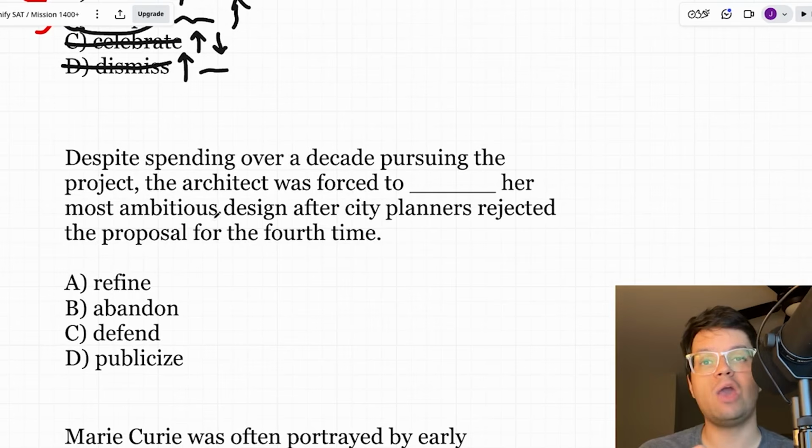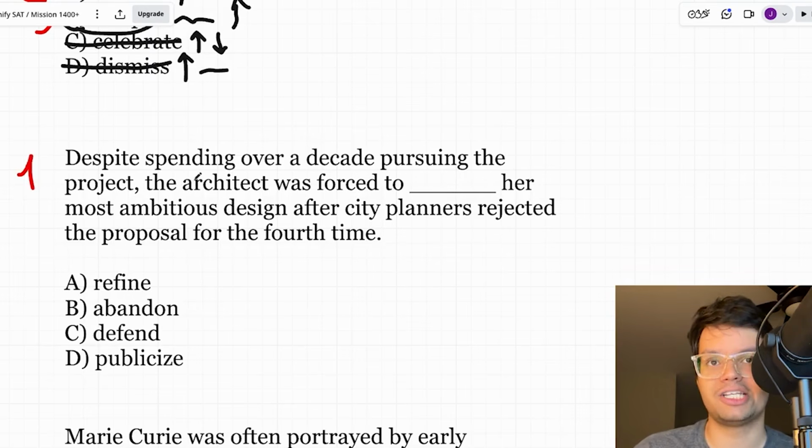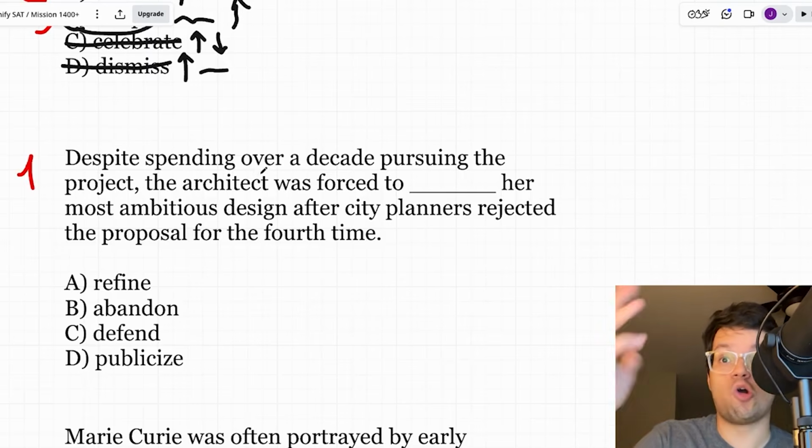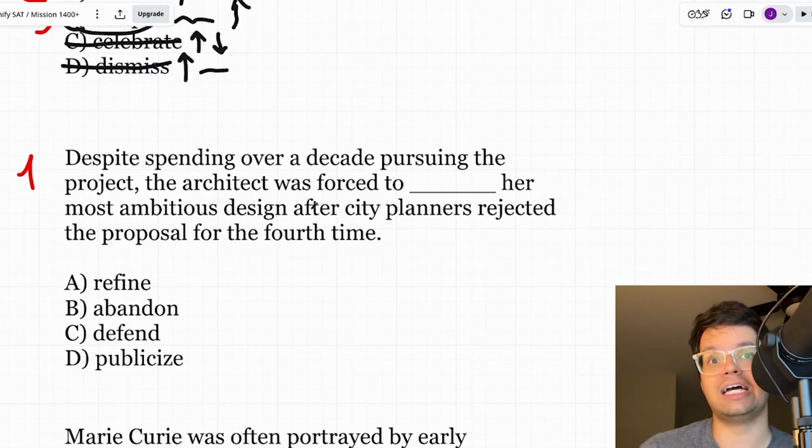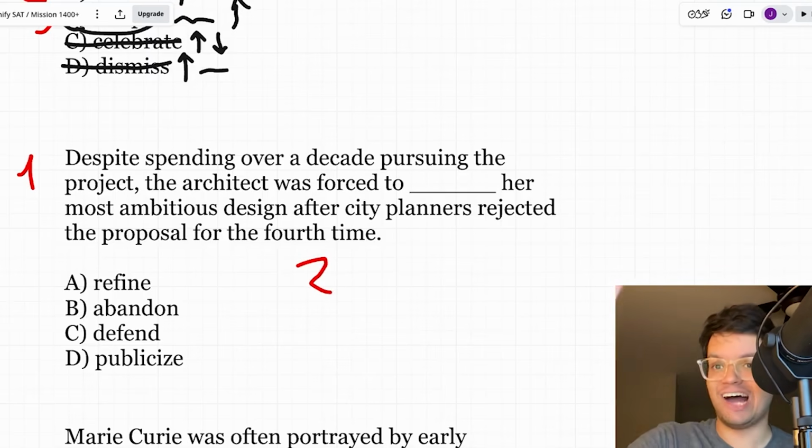Despite spending over a decade pursuing the project, the architect was forced to blank the most ambitious design after city planners rejected the proposal for the fourth time. So as for my re-explanation of the passage, I guess we're saying here, this architect pursued this for a very, very long time, but the architect was forced to, I guess, abandon essentially the idea after they kept getting rejection again and again. They eventually had to give up on their dreams. So I would guess the word like abandon. And dead ass, I did not realize that was one of the choices. So, okay, I guess we're pretty confident it's going to be abandon for the correct answer, but let's just check to make sure.